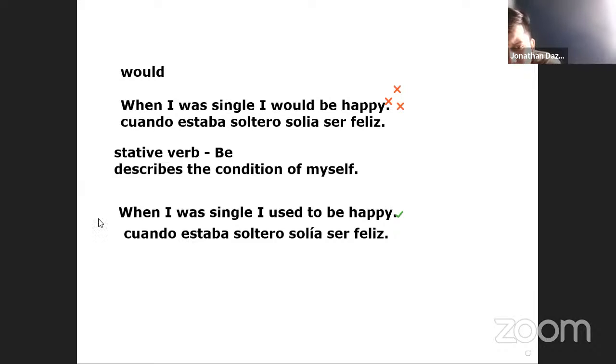What is the difference between would and used to? Is it the same or is it different? It's the same, it means the same, but would has more rules than used to.